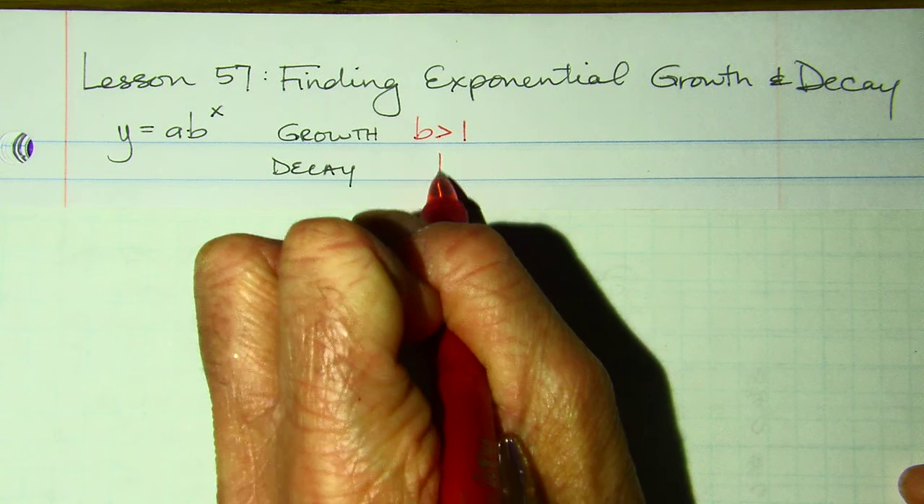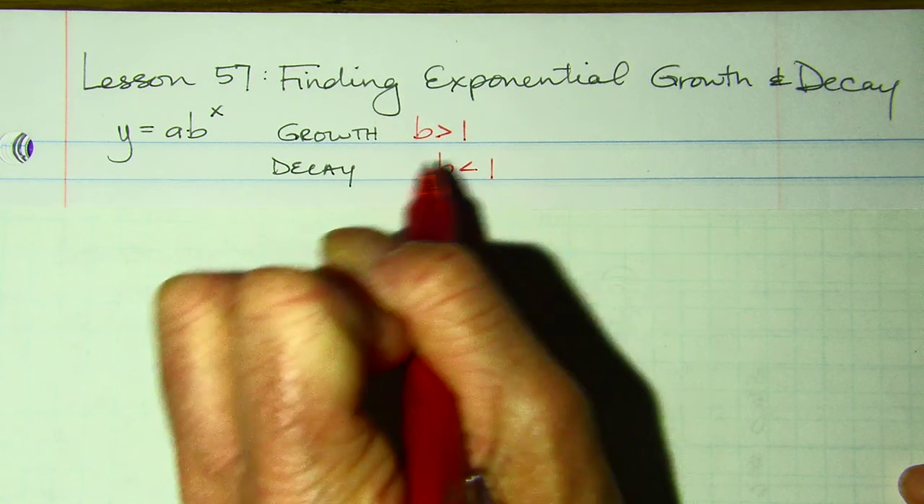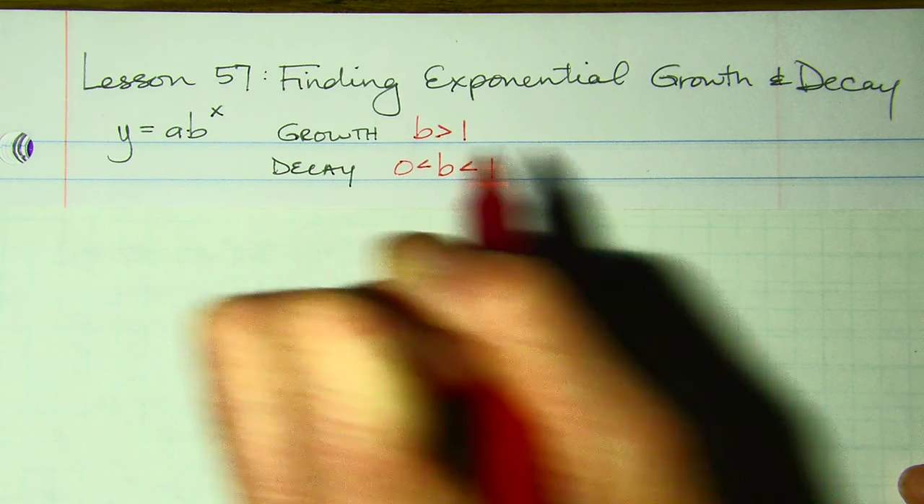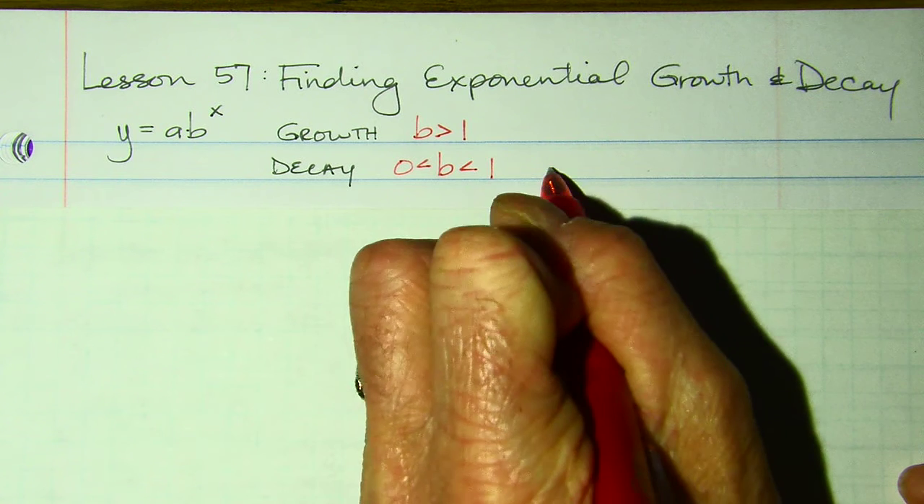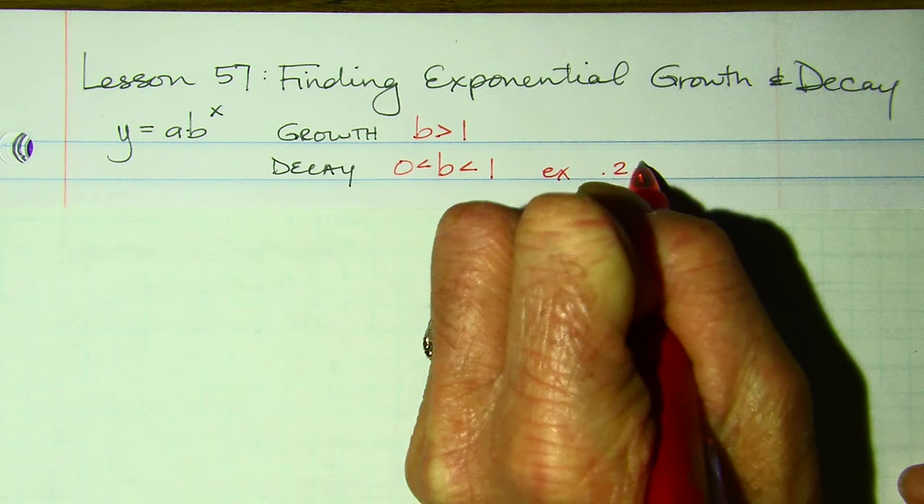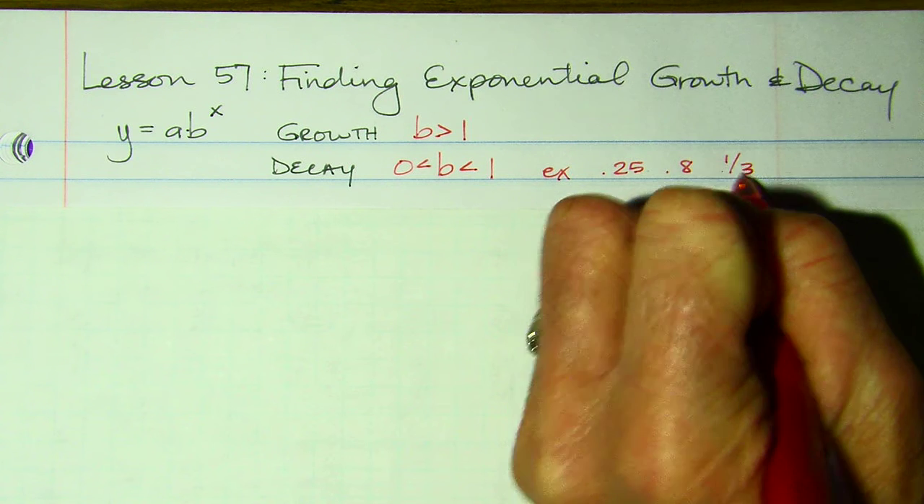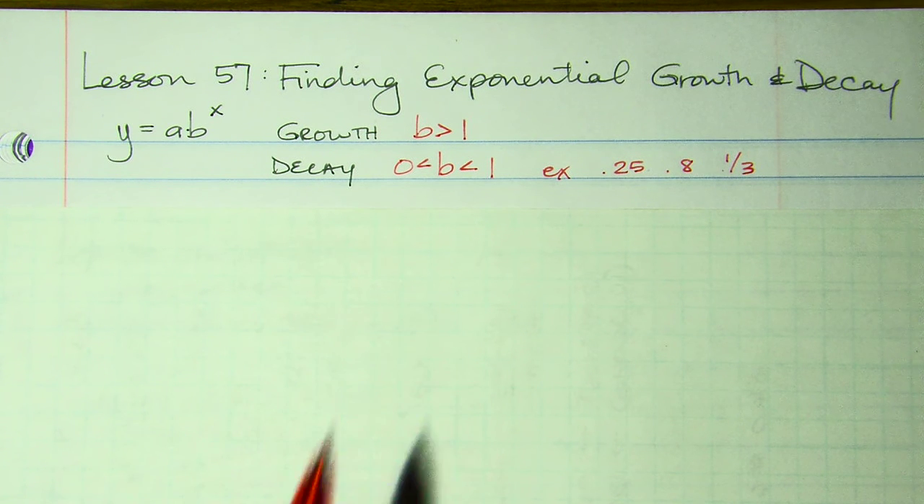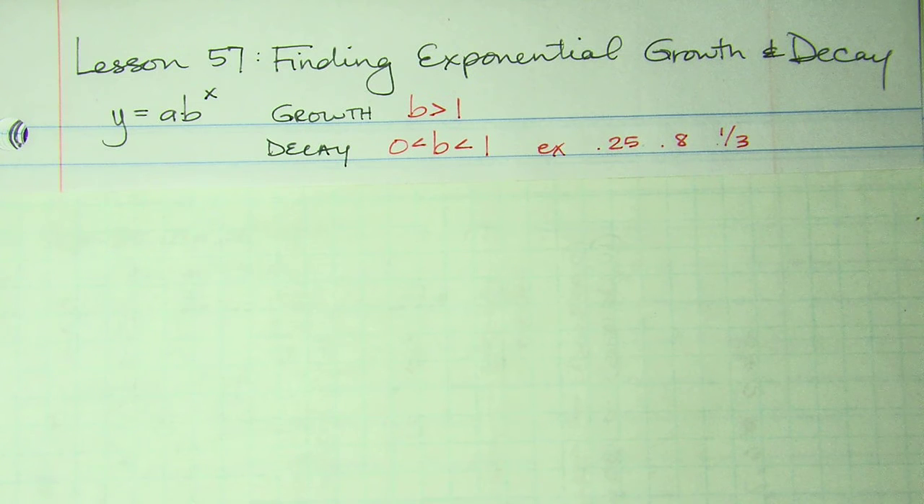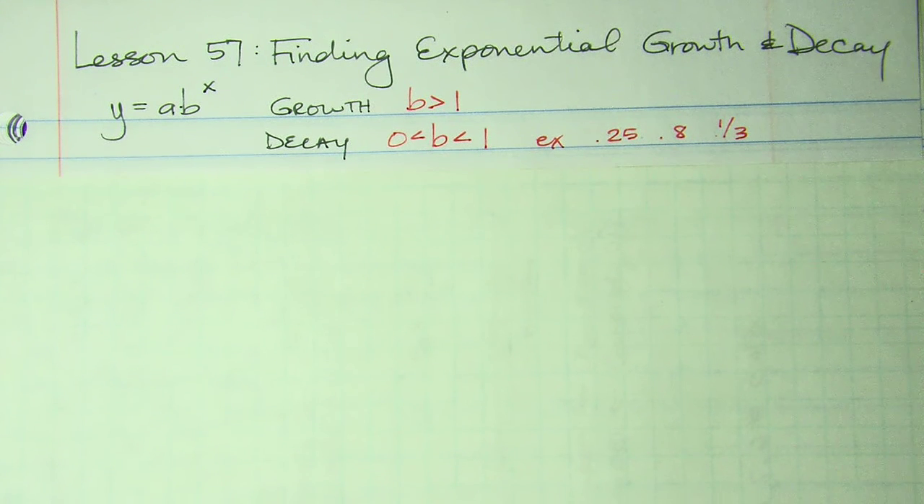Decay is if your base is less than 1, but it's greater than 0, meaning it's not negative. So, examples: 0.25, 0.8, 1/3. Okay, so these are bases that are less than 1. So that is the first part of our lesson practice, and we'll get to it in a second.